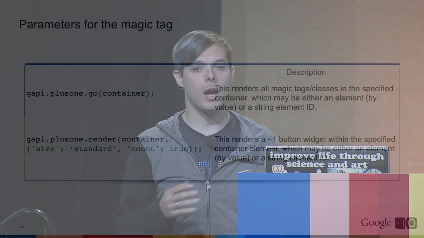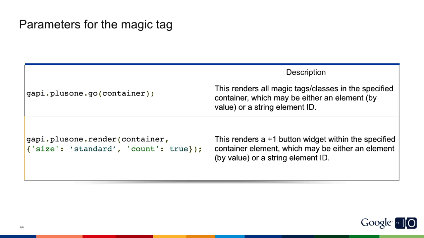But you can also specify explicit, which means you get to specify when those tags get parsed. And you can do that one of two ways. The most common way you would do this is with .go. And .go takes a single parameter. That parameter is some ID of a container. Now, what you might use this for is, let's say you have a really large page, but your plus one buttons are only maybe in the article div. Then you can specify the article div, and the script will only scan through that content. The script will have to scan less content, and it'll run faster.